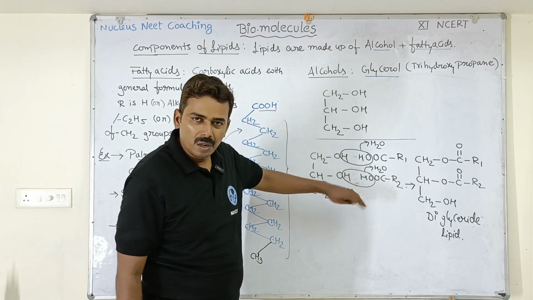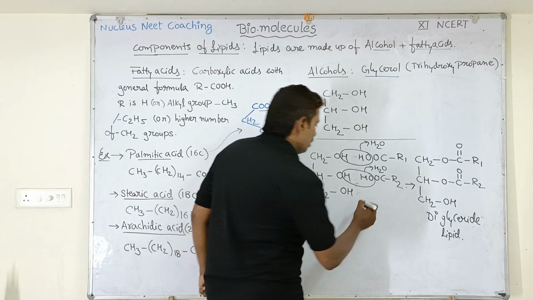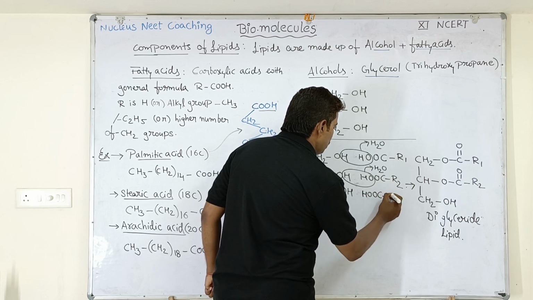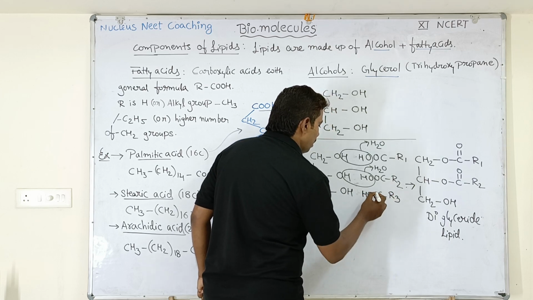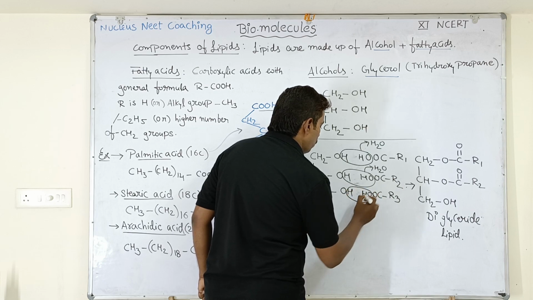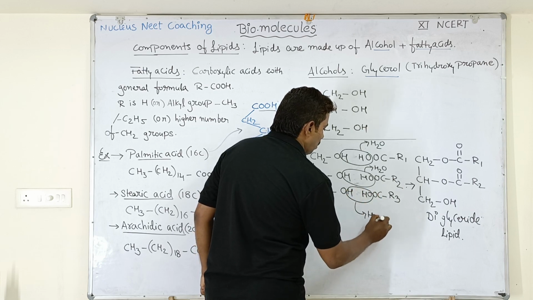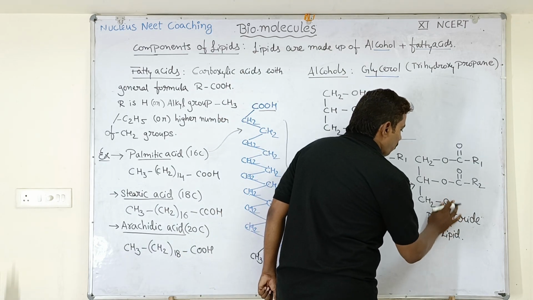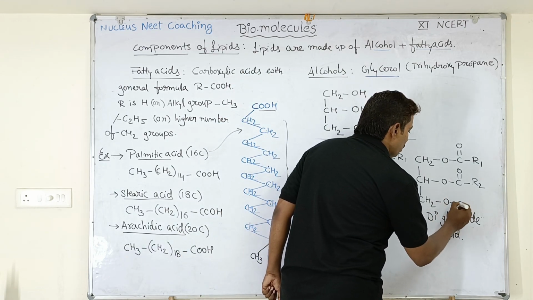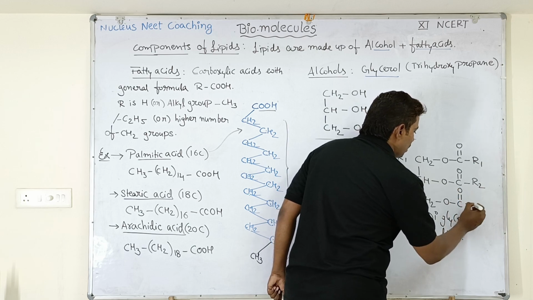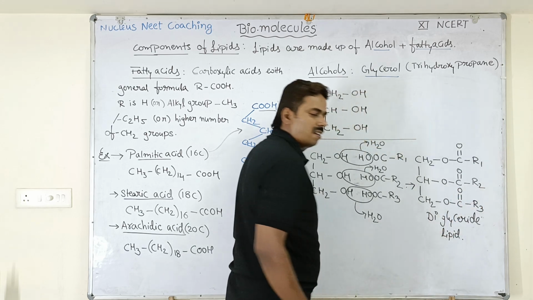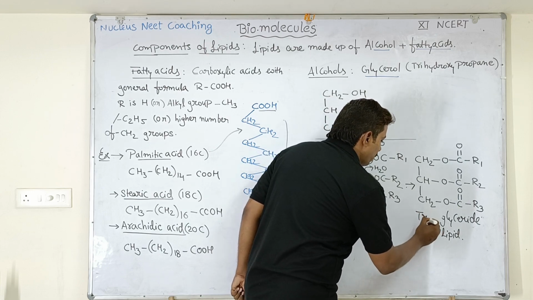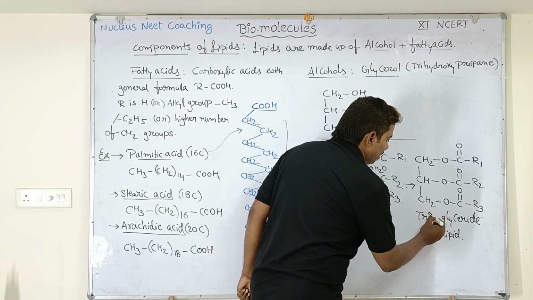Here also one more fatty acid may be attached like this, COOH, R3, third fatty acid. Here also a water molecule will be removed. Then what happens? The third fatty acid is esterified to the third carbon, resulting in the formation of triglyceride. This lipid will be called a triglyceride.